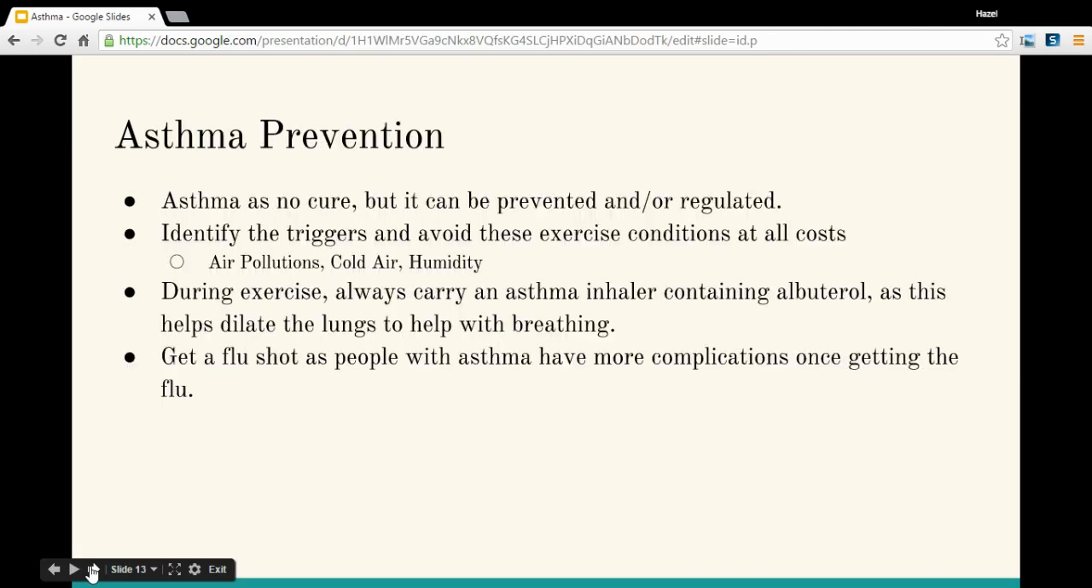And here are just some asthma prevention tips for people who have asthma. Asthma doesn't have a cure, but it can be prevented and regulated. What you want to do, for a person that has asthma, or if you do have asthma yourself, is identify the triggers and avoid those exercise conditions at all costs. And it doesn't have to be just for exercise; it's in general. You just want to avoid air pollutants, cold air, humidity, places with a lot of dust or pollen, et cetera. During exercise, always carry an asthma inhaler that contains albuterol because this helps dilate the lungs to help with breathing. And get a flu shot, as people with asthma have more complications once getting the flu.